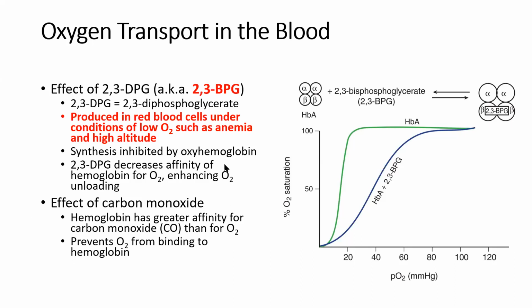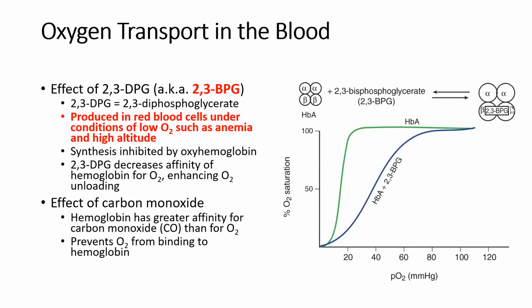Okay, so these are two other molecules or compounds that can influence the way that hemoglobin behaves, carbon monoxide being exogenously introduced, and then 2,3-BPG being produced by erythrocytes under states of anemia or low oxygen or lower partial pressures of oxygen, which is higher altitudes, okay?